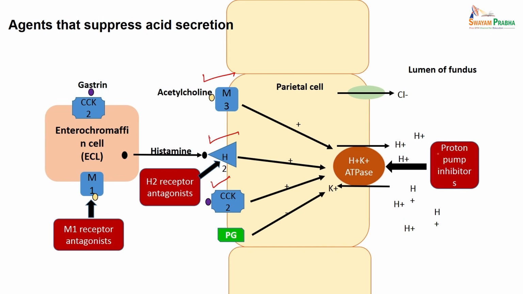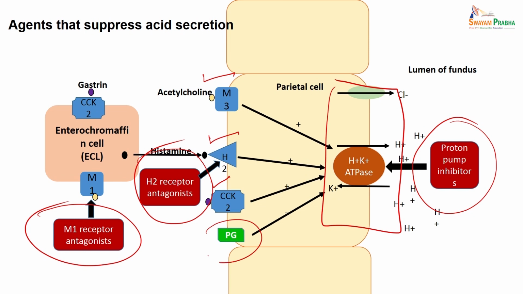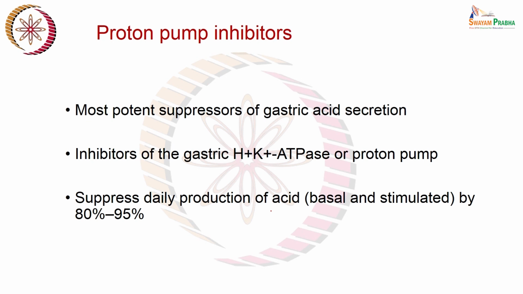So, the proton pump inhibitors are the major source, because ultimately you have blocked the last place, and you can give the muscarinic receptor antagonist, you can give H2 receptor antagonist, and you give prostaglandin synthesis analog. If you understand this, you have understood the modality of the treatment of peptic ulcer. Now, we talk about the proton pump inhibitors.